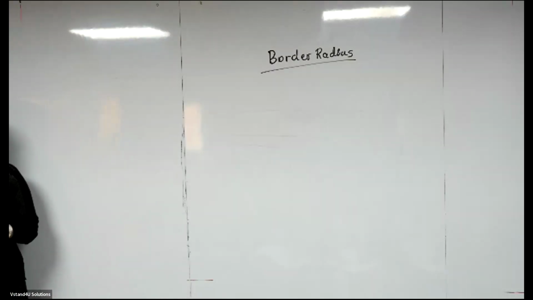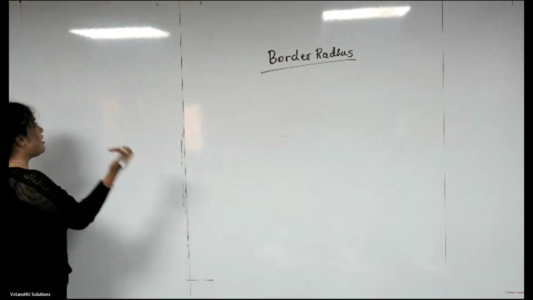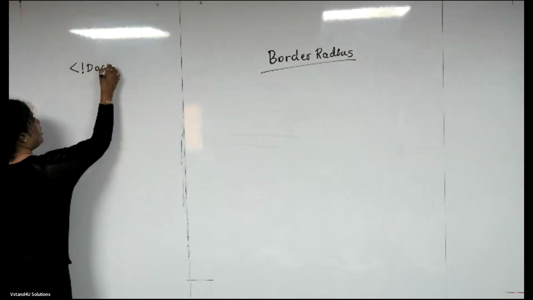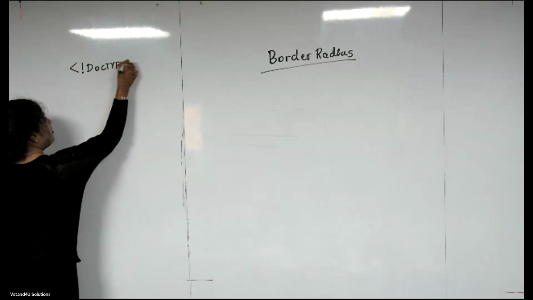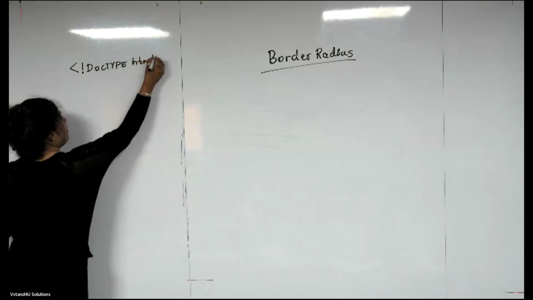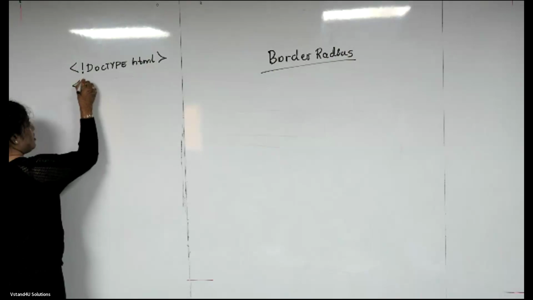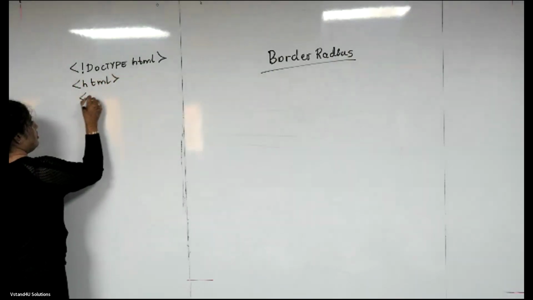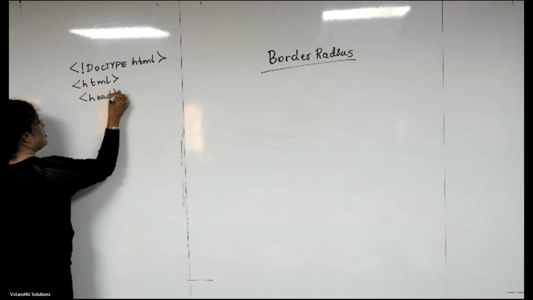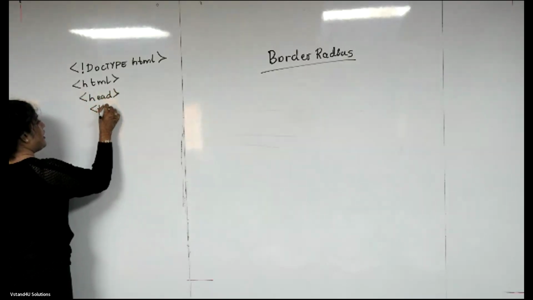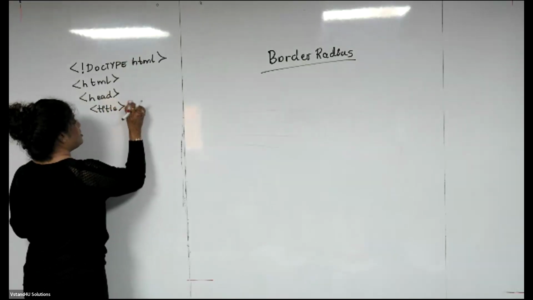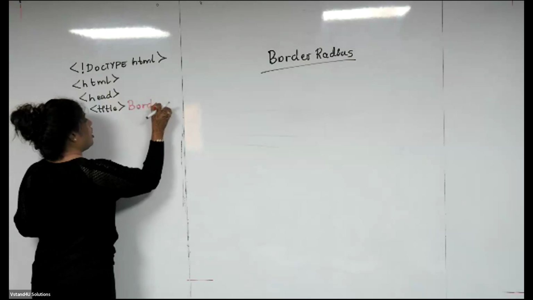Okay. See, now if I consider a simple HTML structure, that is called doctype HTML, and can you please tell me the code? Okay, don't tell, I'll only write HTML head, and after this head I will be writing title, and inside this title let me mention the title name as border radius.